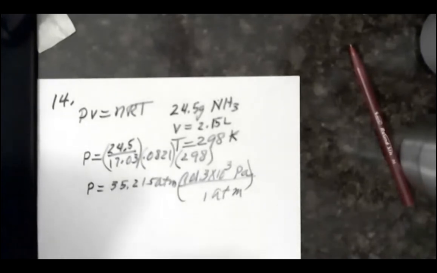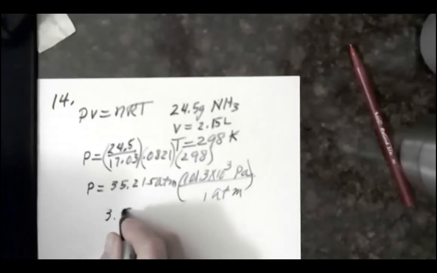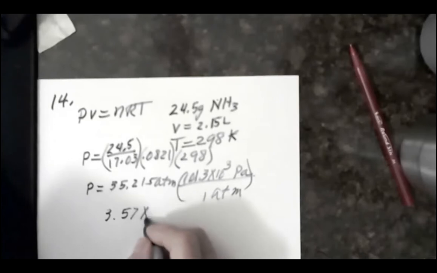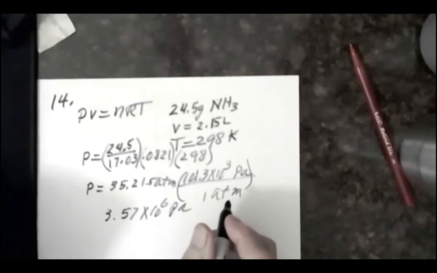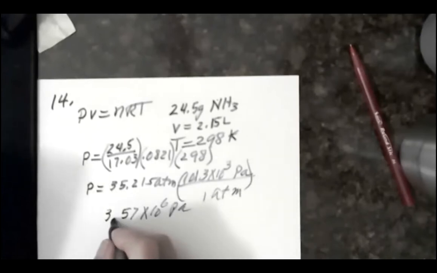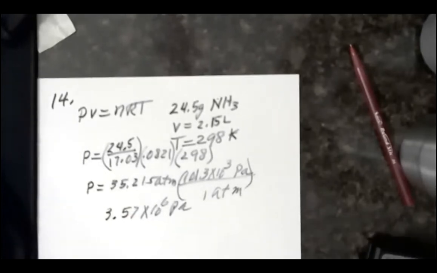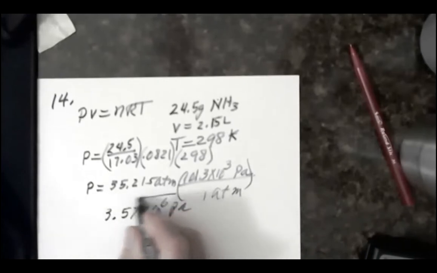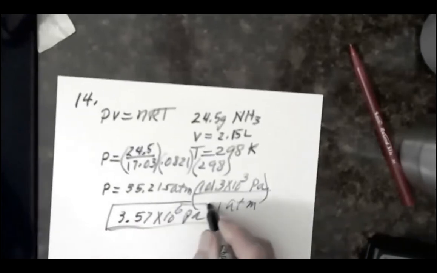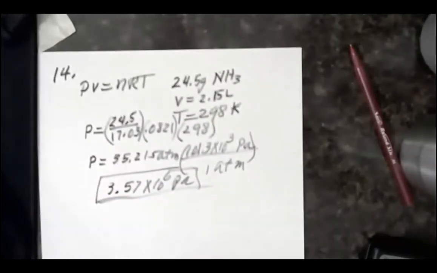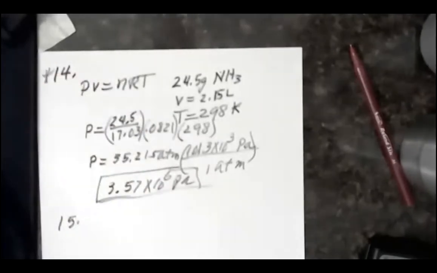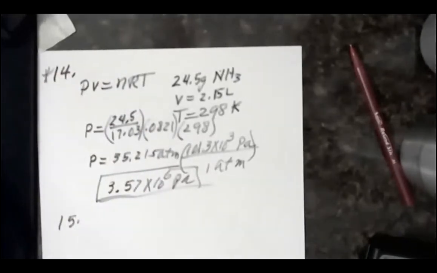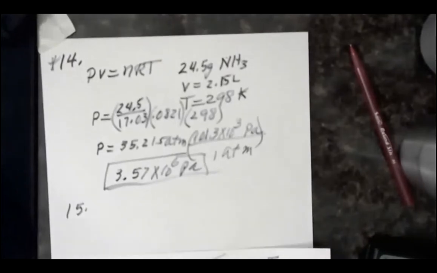I'm coming up with 3.57 times 10 to the 6 pascals. And it's saying 3.19 times 10 to the 6. So again, I don't know what the temperature was. I can go back and fix that. So I need to star that one and the one that I just worked, and I'll take care of that offline.